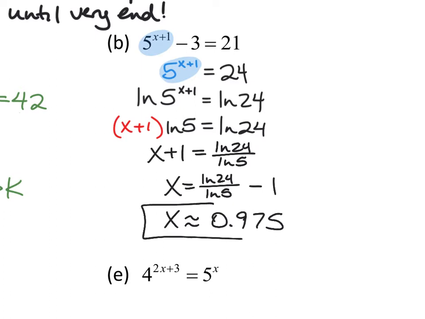0.975. And again, you know how to check it. You would just store this as some value. I like k because that's my initial, and plug it back into the equation here to see if you get 21.